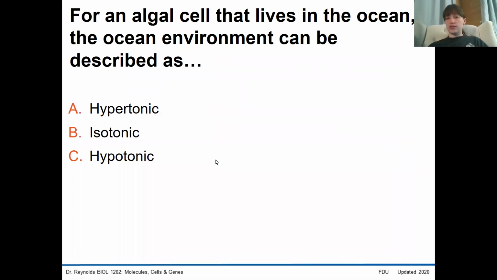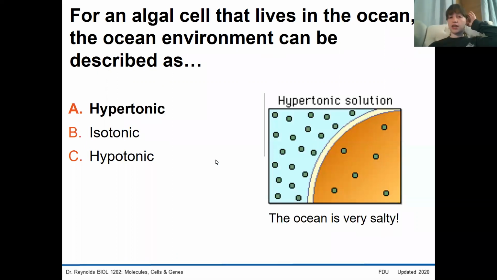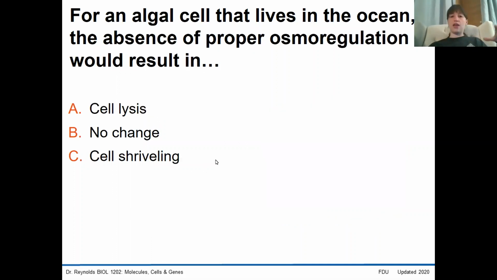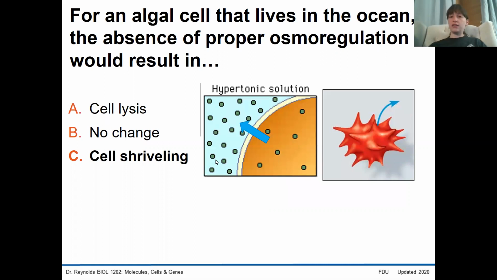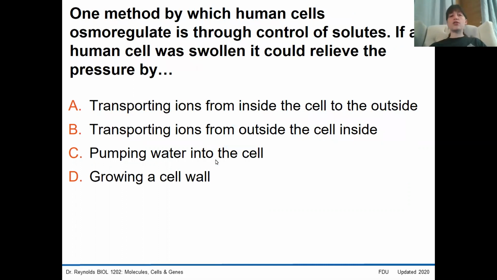For an algal cell that lives in the ocean, well, the ocean is salty. This would be a hypertonic solution, and so the water is going to be flushing out of the cell into the surrounding environment, and the cell is going to become shriveled. If you contrast this with human cells, they osmoregulate through the control of solutes.